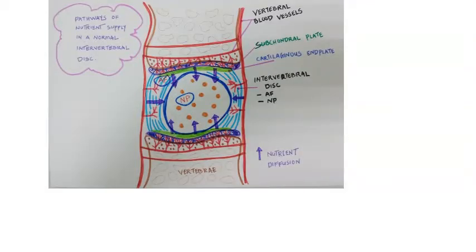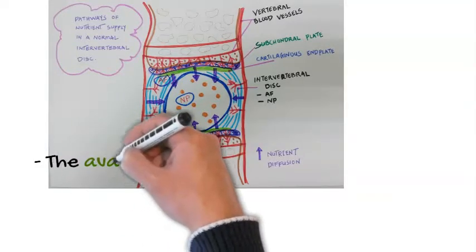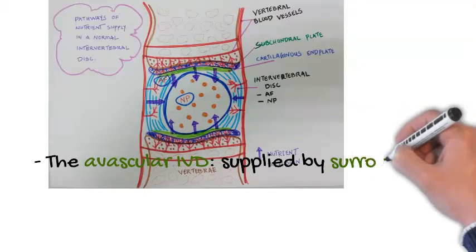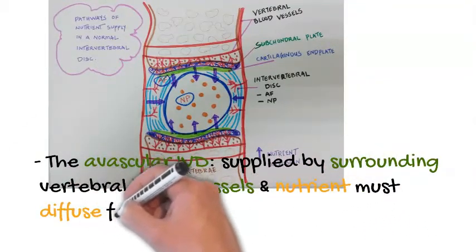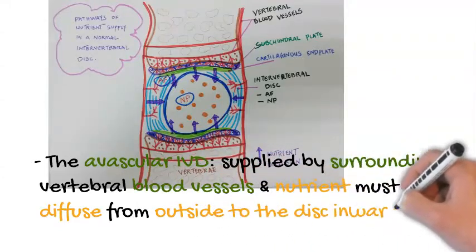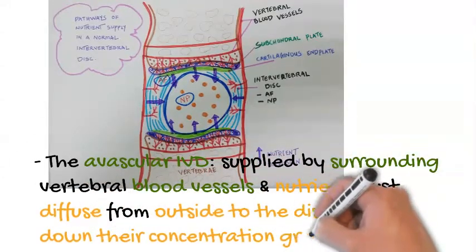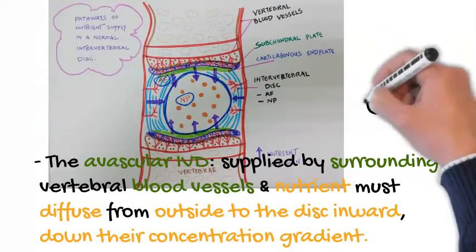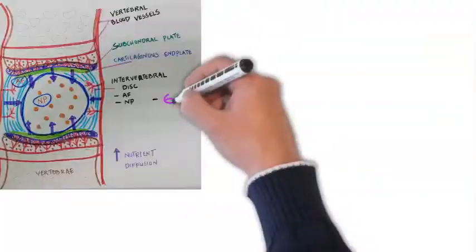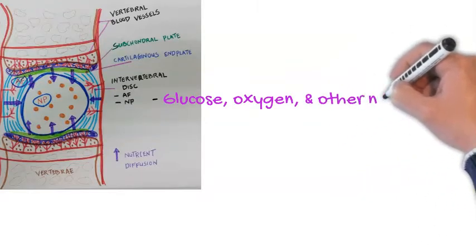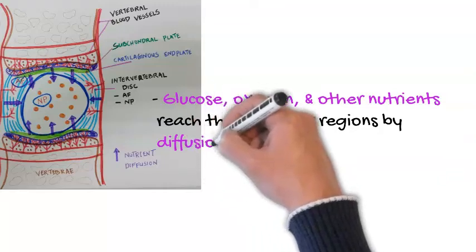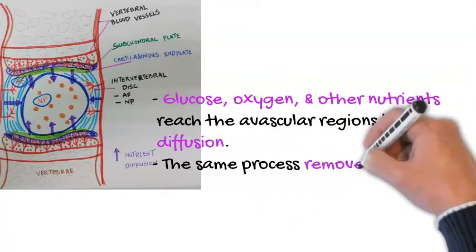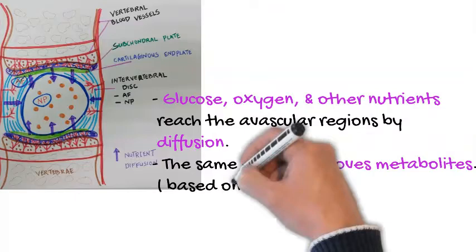This picture shows the pathway of nutrient supply in a normal intervertebral disc. The avascular intervertebral disc is supplied by surrounding vertebral blood vessels, and nutrients must diffuse from the outside of the disc inwards down their concentration gradient. Glucose, oxygen, and other nutrients reach the avascular regions by diffusion. The same process removes the metabolites based on the diffusion gradient.